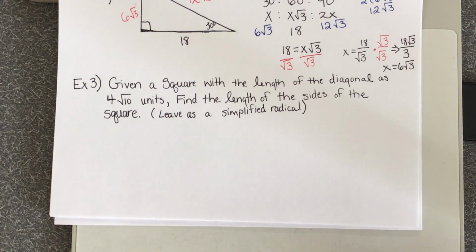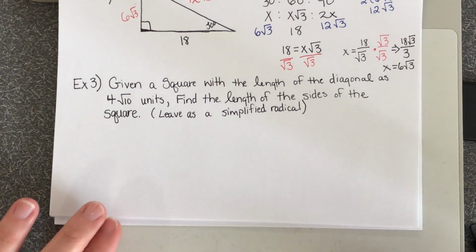So in our last example, let's read about it. It says, given a square with the length of the diagonal is 4 times the square root of 10 units, find the length of the sides of the square. So we're going to start and we're going to draw a picture.